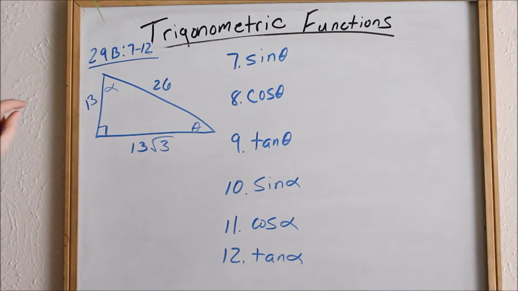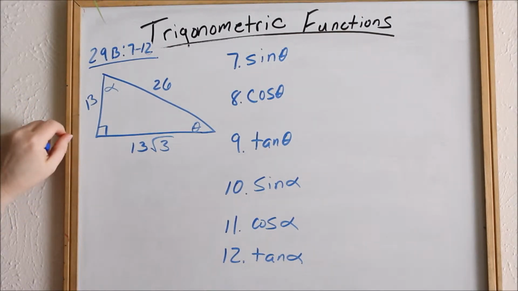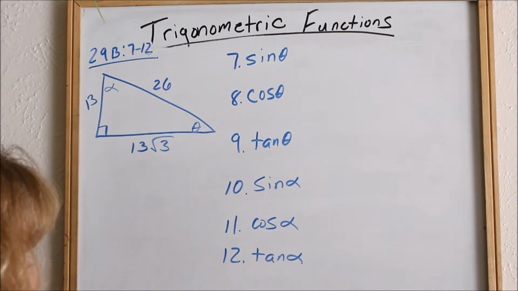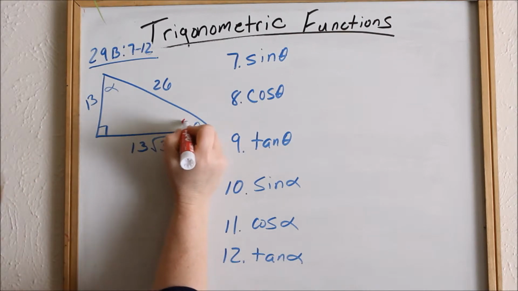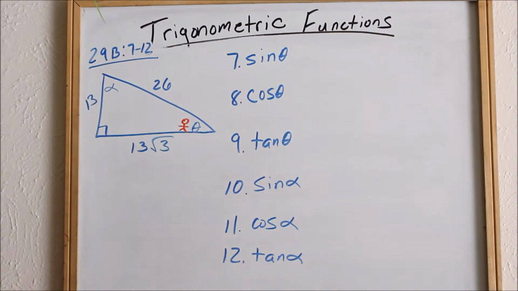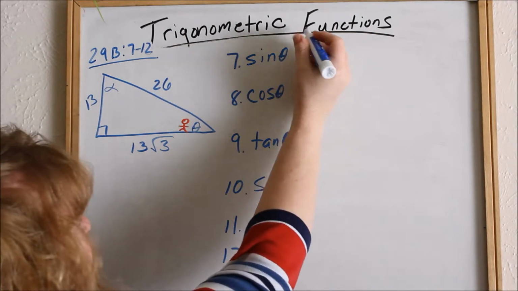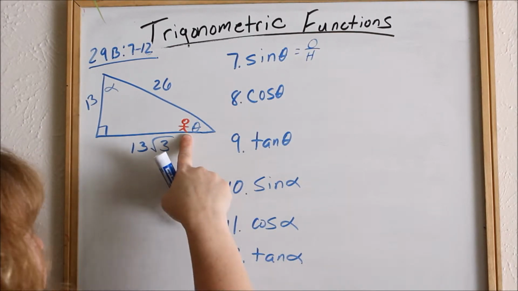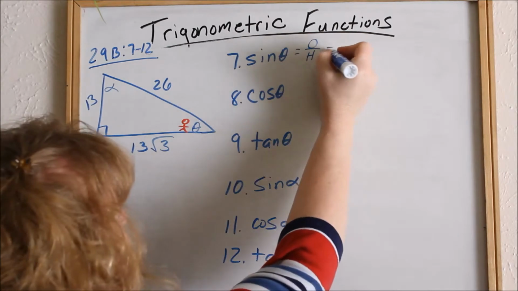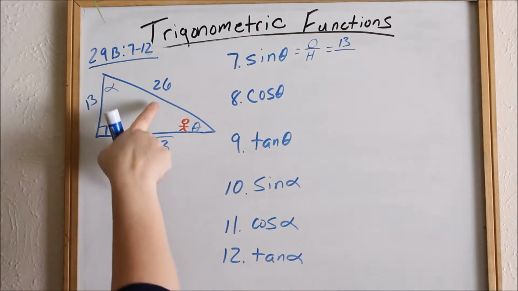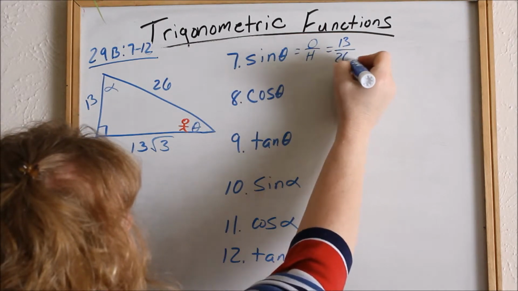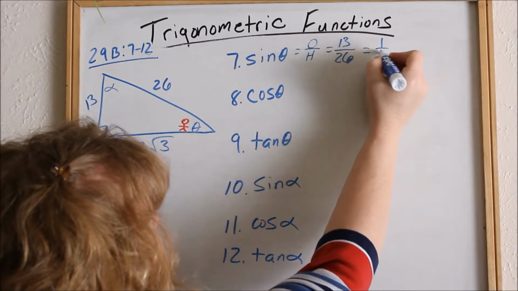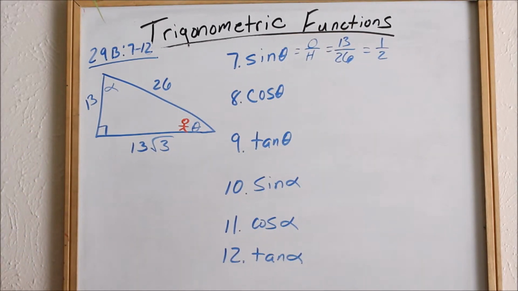Okay, now we're going to do trig ratios where we have radicals in our ratio. We're looking at 29b, 7 through 12. The first three, we want to do sine, cosine, and tangent of theta, which means we will be standing at theta. And so sine of theta, remember sine is opposite over hypotenuse. If I'm standing right here, the side that's opposite of me is 13. And then my hypotenuse is always across from my right angle, which is 26. 13 over 26 will reduce. Make sure to reduce your fractions. And so that is 1/2. So sine theta is 1/2.